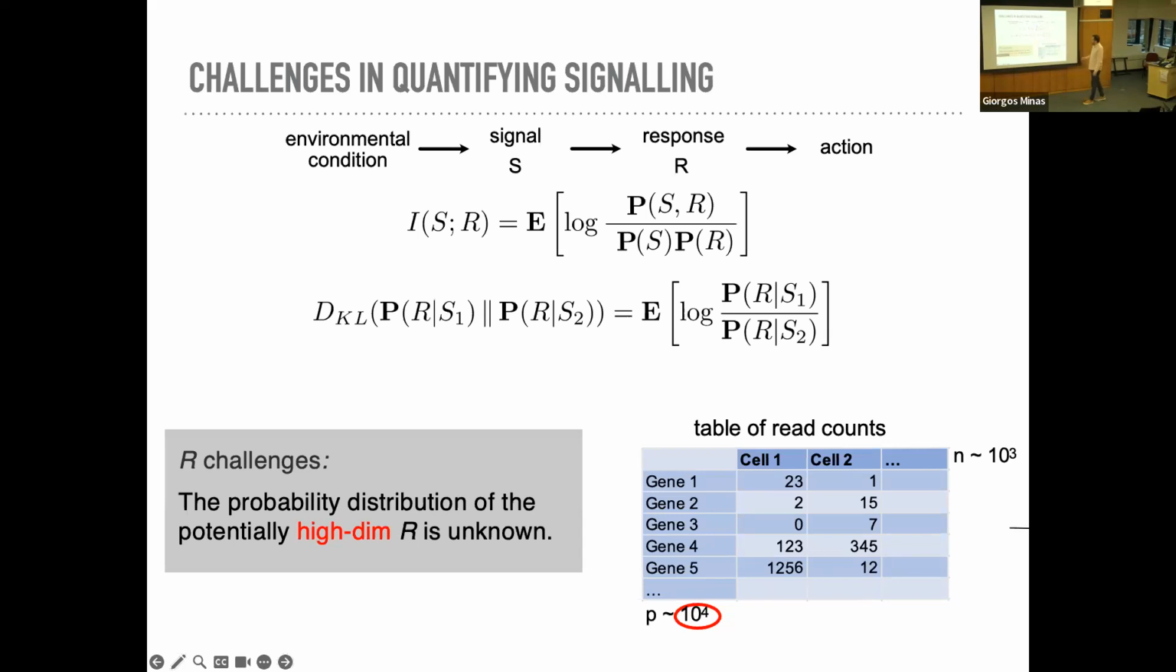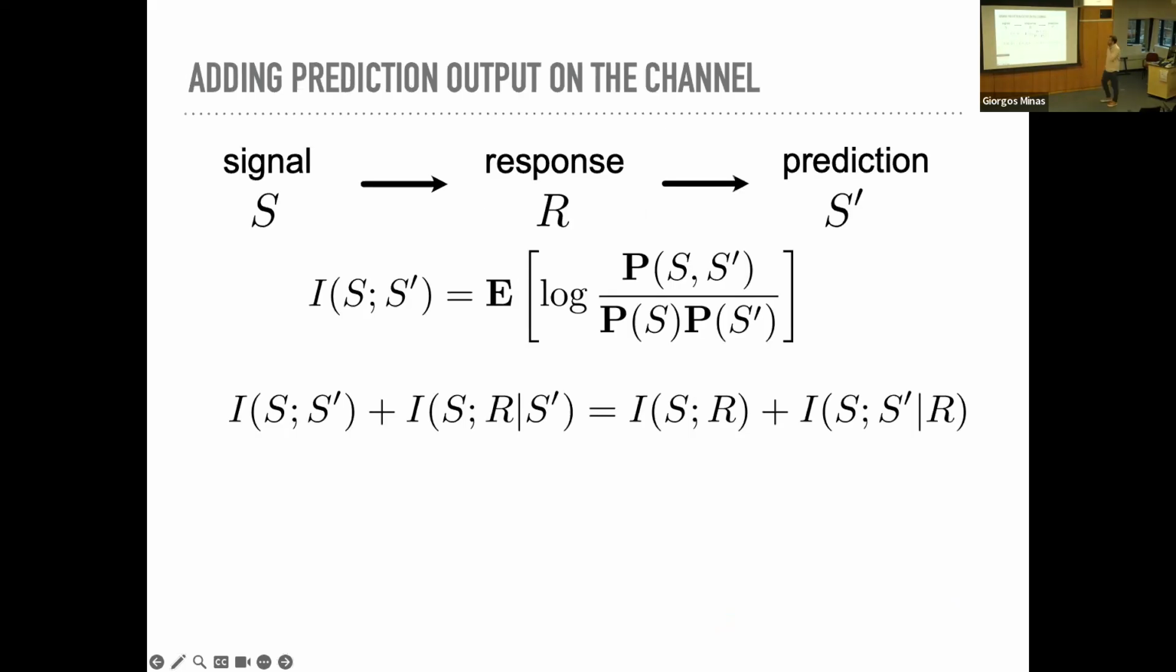And one way to approach this, which we use, is that we stick another arrow here. So we add another output. From the response, say the gene expression, we predict what the signal was. So it's like a classifier producing a prediction there. The benefit is that the mutual information, this measure of dependence of the signal and the prediction, is much easier to compute, because this has the same dimension as the signal, like 8 conditions, for example, whereas this is 20,000 dimensional.